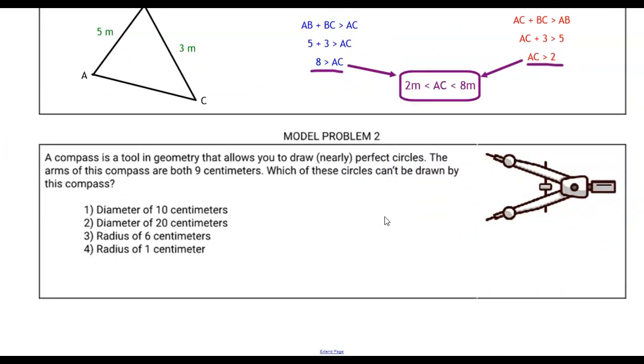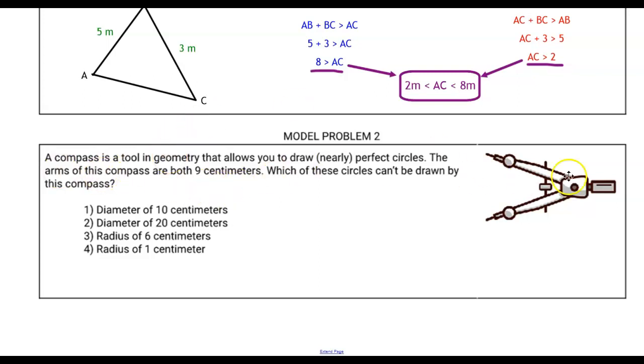I'm moving on to model problem number 2. Model problem number 2 deals with this tool, which is called a compass. We usually use compasses in geometry. Unfortunately, currently we're not allowed to be in school together. However, a compass, as you may or may not know, is a tool in geometry that allows you to draw perfect circles and parts of circles called arcs.